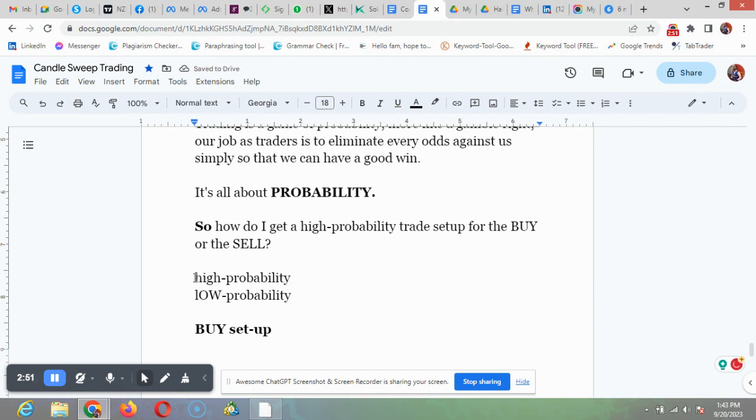So your job as a trader is to make sure that you are always going for what? The high probability trade all the time. Your job is to make sure you are going for high probability trades and not low probability trades. All right. So with our system, I will show you how you can identify a high probability trade.